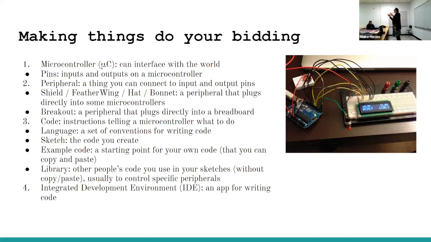Example code is something that somebody else did, and you're going to copy and paste it. And a library is something that somebody else did, and you can use it, but you're not going to copy and paste the whole thing into your project. And all of that is done inside an app that is usually called an integrated development environment, or an IDE. So if you are in an app and in that app you're writing some code, whether it's text-based code or graphically based code, you're doing that inside an IDE.